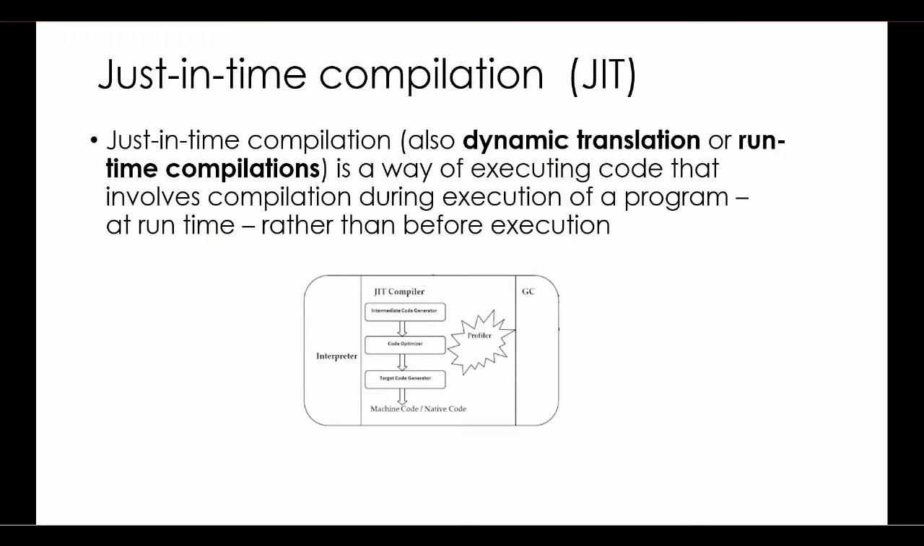JIT compilation is a combination of the two traditional approaches, that is, ahead of time compilation and interpretation. Also, it is a combination of the advantages and drawbacks of both. JIT compilations are particularly suited for dynamic programming languages. One such language, my friends, is JavaScript.